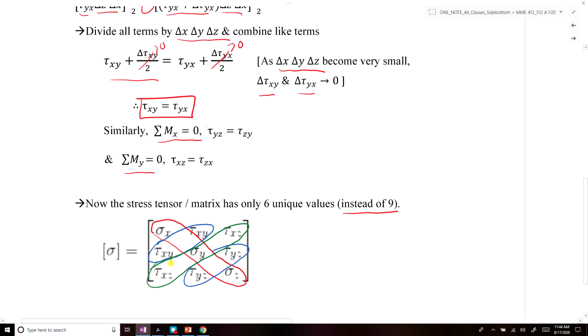All right, so those are the equal terms. So when we're solving for the state of stress, if we know these 6 components, we can then define the state of stress for any point within any engineering component.